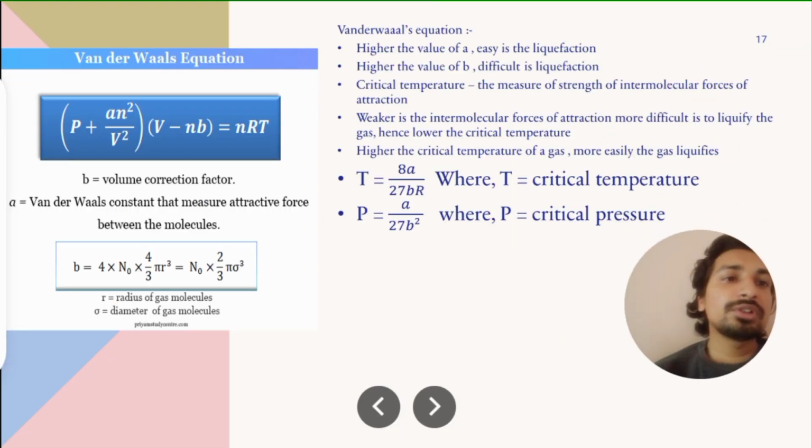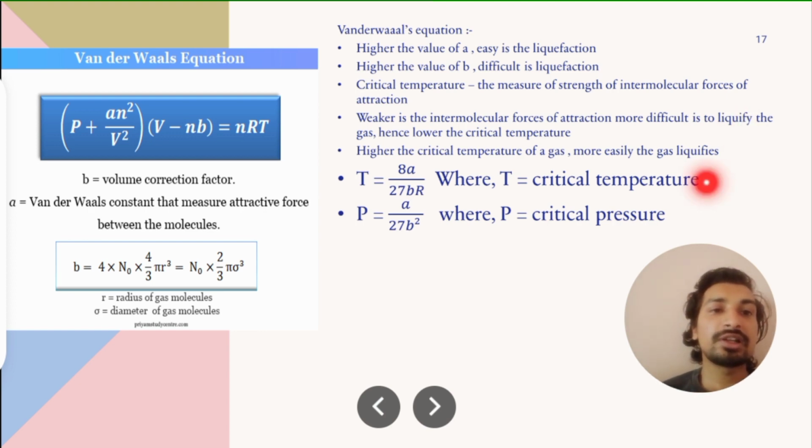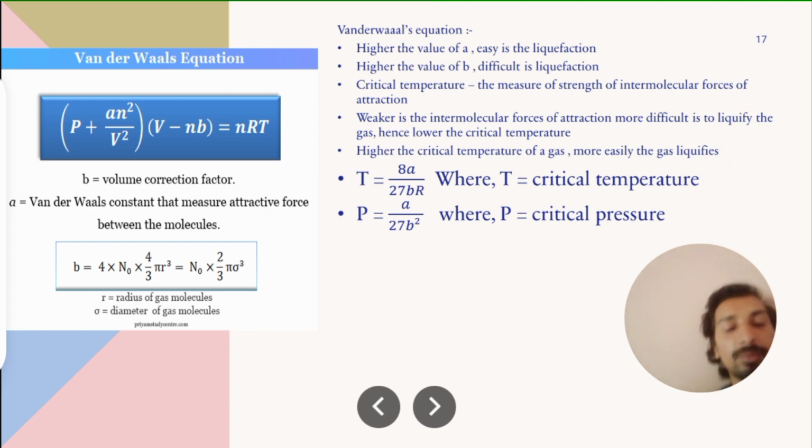Then next you have the van der Waals equation. The van der Waals equation tells us (P + a n²/V²)(V − nb) = nRT. So this is the van der Waals equation. Then here the critical temperature and critical pressure, you can see the formulas.